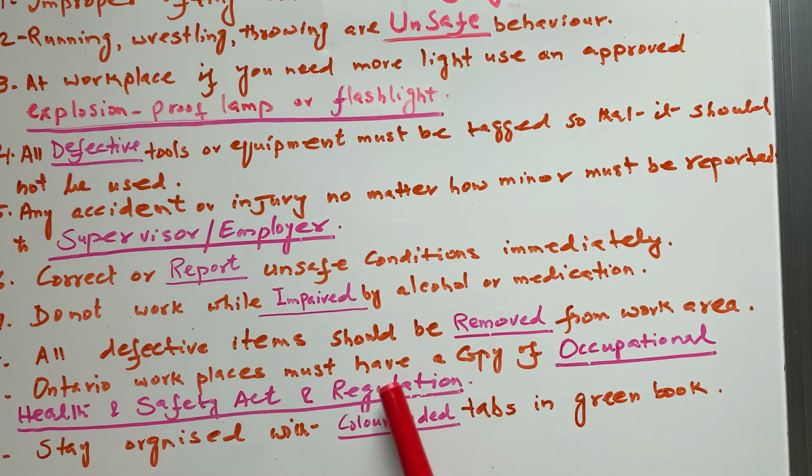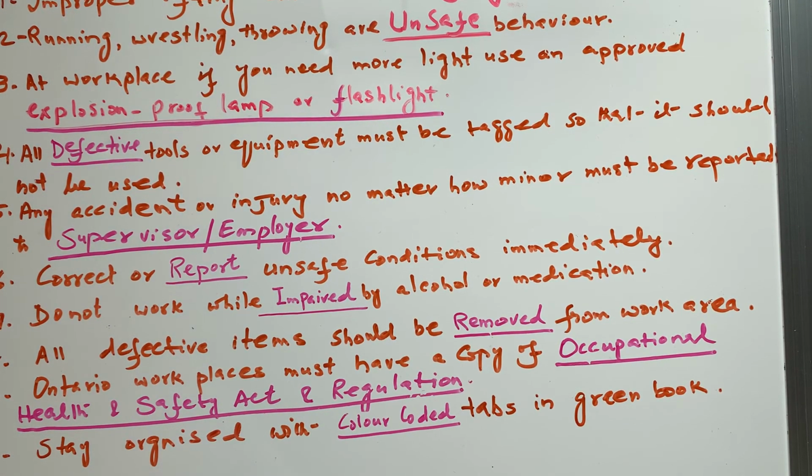Every workplace must have a copy of the Occupational Health and Safety Act and Regulation, and you can demand it. If you cannot see it, it has to be in a visible place so that every worker has easy access to it, so that each and every worker can read it and know about these safety policies. Based on this, companies also make their own policies, and they give trainings to the workers so that they are safe in the work environment.